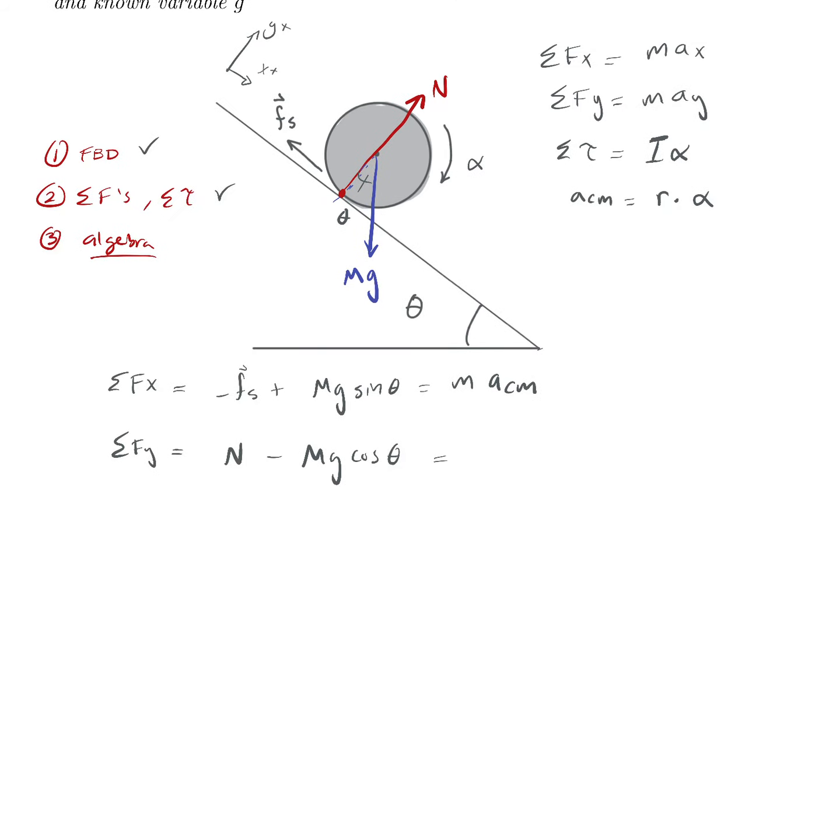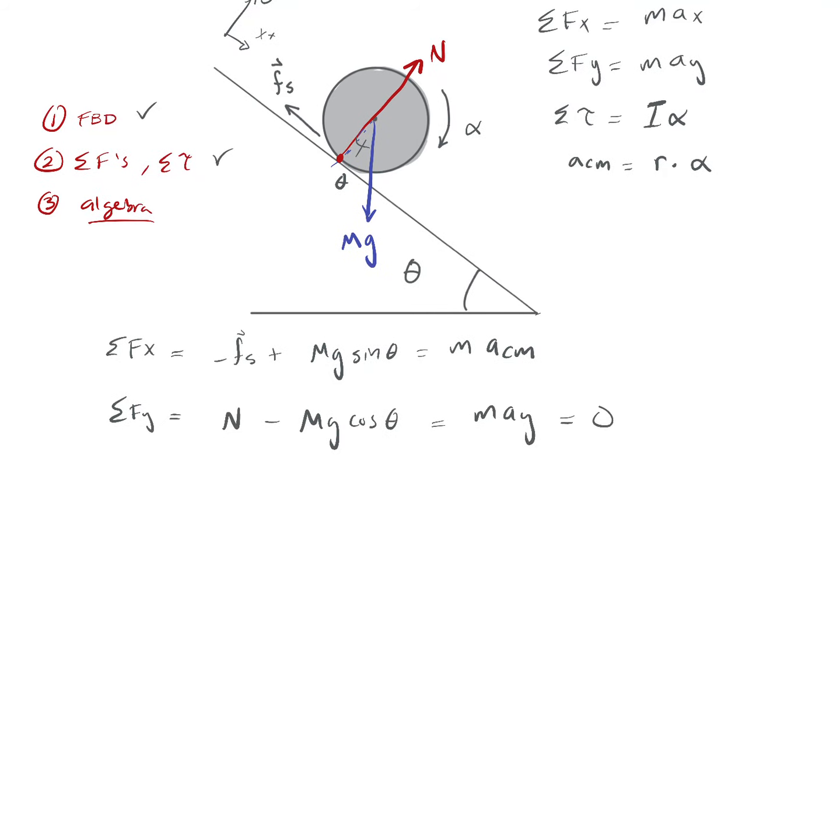Okay, and I'm going to set that equal to may. And in this case, because there's no acceleration in the y direction, this is not moving up or down. This object is rolling on the slope, so it's not bumping up or down along this axis that we chose for our y. So it's going to be equal to 0. Okay, now let's look at the torques.